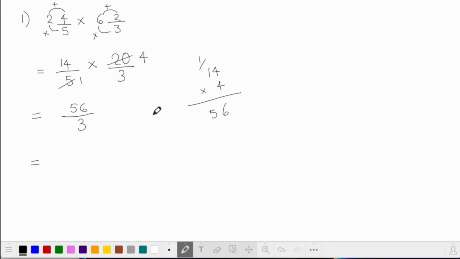So let's convert it into a mixed number. So 56 is being divided by 3. So 3 times 1 is 3.